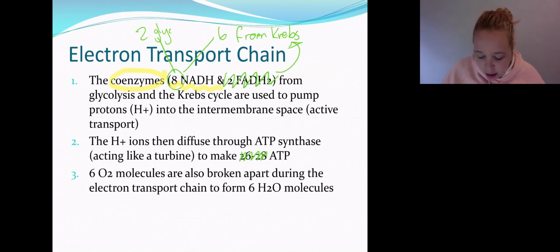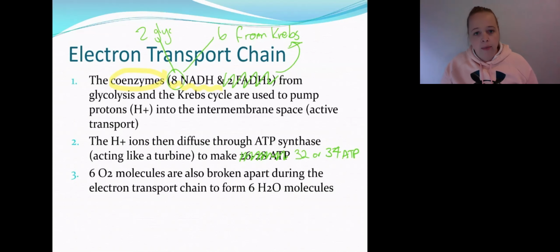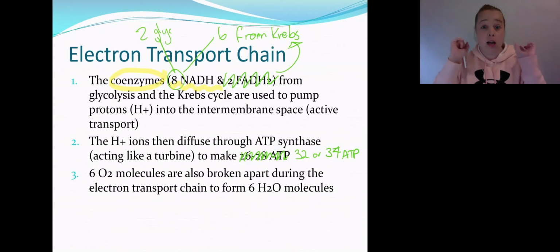Now I'm going to change this number because I've realized that I didn't have it changed on here. It should be 32 or 34 ATP. This is contentious, this number that we're going to talk about, just because different books say different things. The biggest thing with this is you need to know that it's lots and lots and lots of ATP.